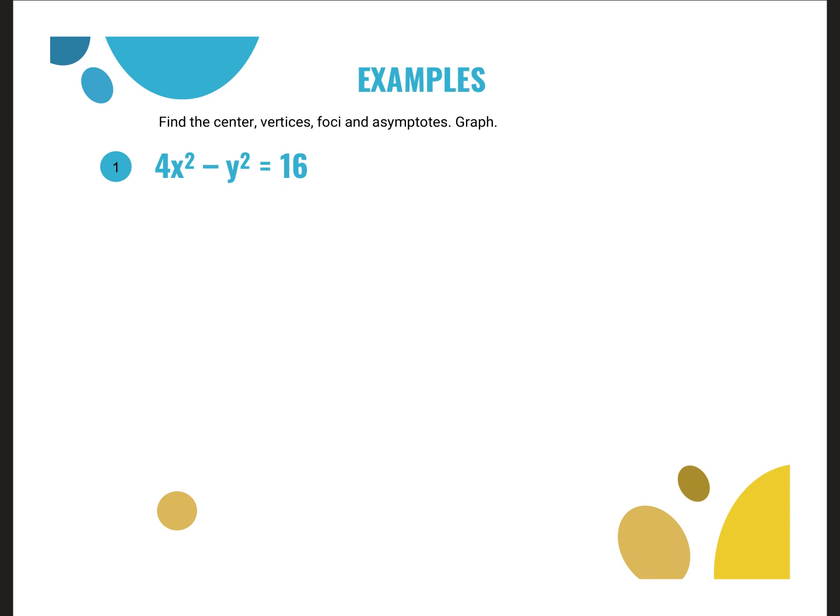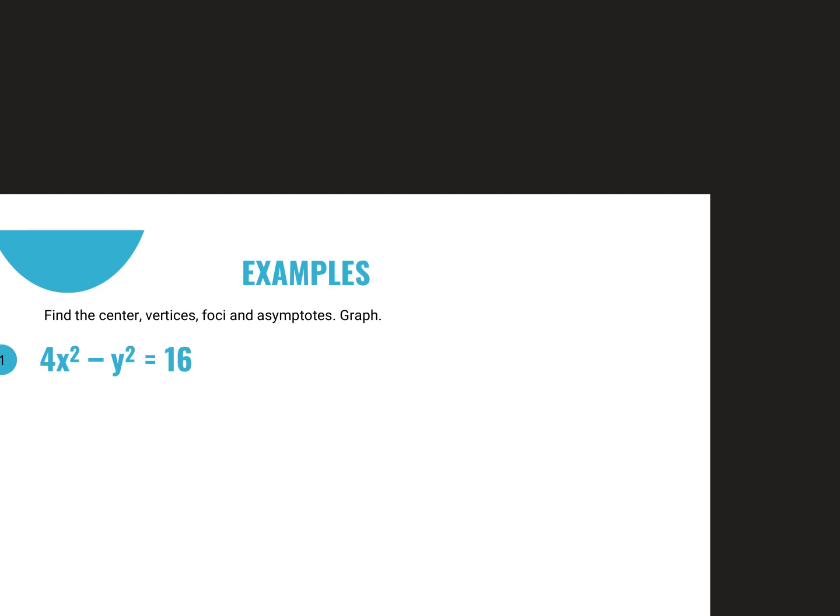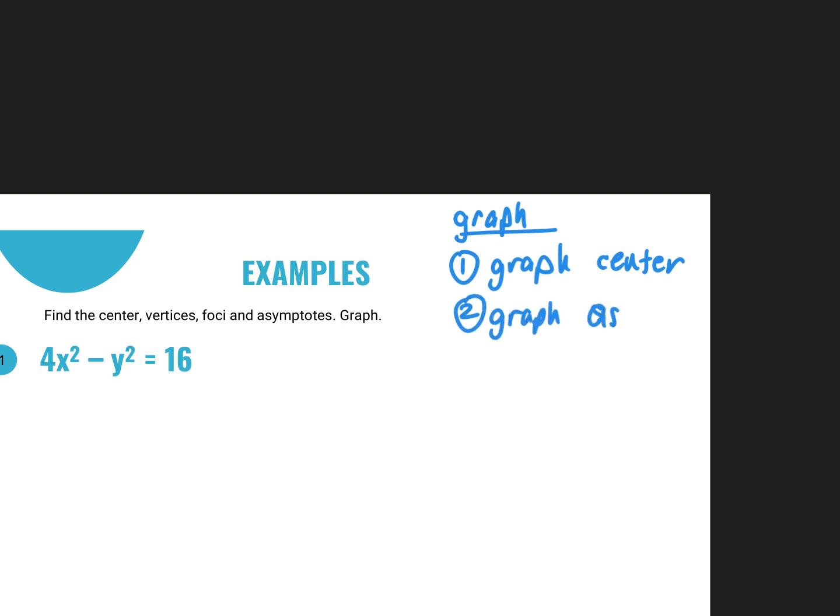All right, find the center, vertices, foci, asymptotes, and graph. Let's talk about graphing because you're going to have to graph these. So let's give ourselves some steps. First thing I would do when you're graphing, let me try and write this nice and neat. I would graph the center. It's always good, guys, to give yourself a picture. Graph your center. The second thing I would do is graph the asymptotes.